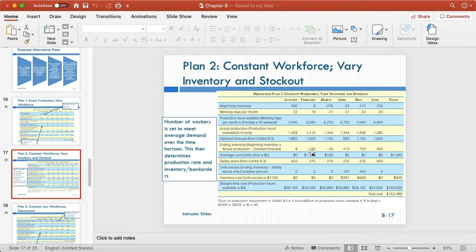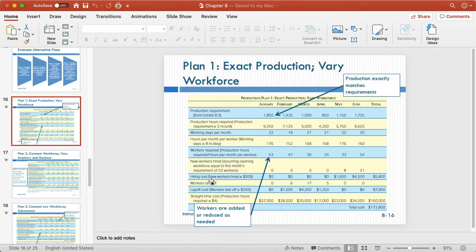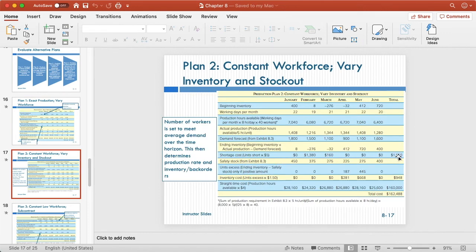So in plan 2, of course you still have the production cost for every month, but you don't have the hiring or laying off worker cost, like we showed in plan 1. Instead, you have the shortage cost or the inventory holding cost. When your inventory is not enough, you incur shortage cost. But if you have more than necessary, you incur inventory holding cost. So you add all these three up to get this total cost amount.